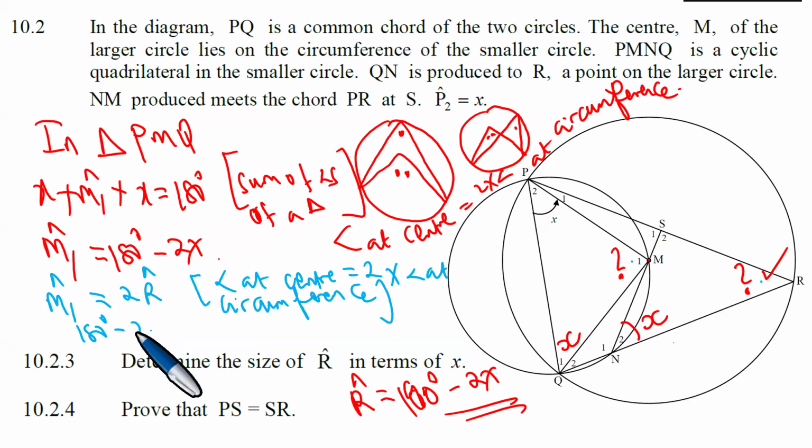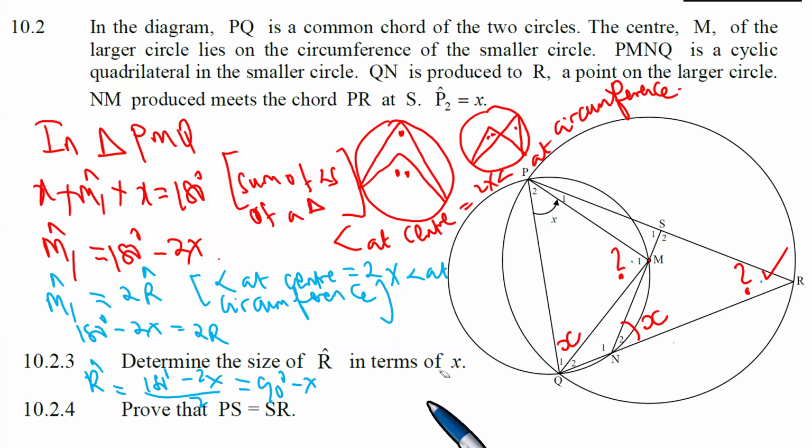So the angle M1 is 180 degrees minus 2x, and this is 2R. To get the angle R, you divide by 2. So the angle R is 180 degrees minus 2x, divided by 2, which is 90 degrees minus x. So the angle R, we found it in terms of x, it is exactly 90 degrees minus x. Therefore, the angle R is 90 degrees minus x. Any question?